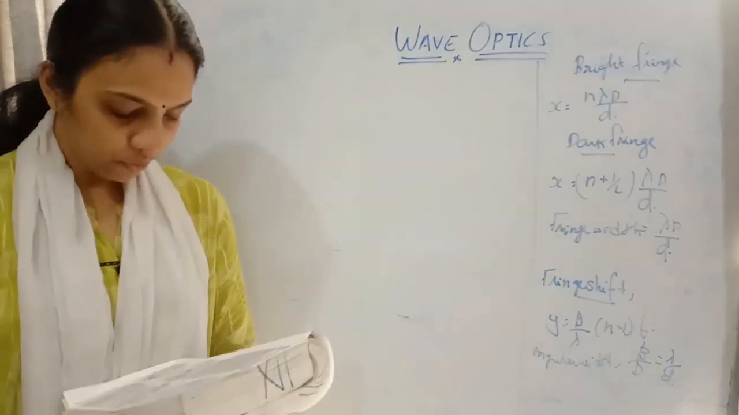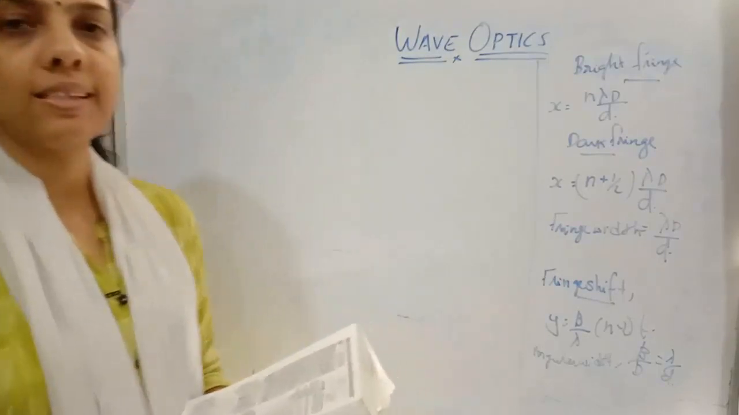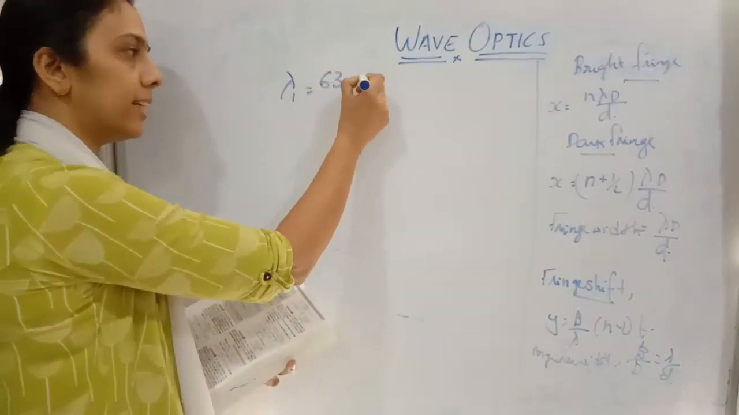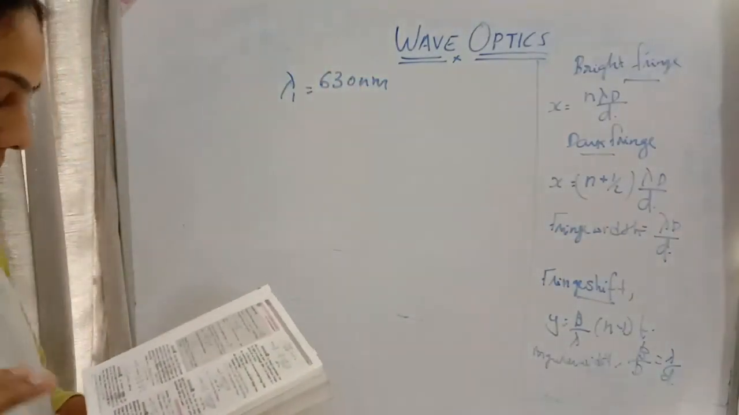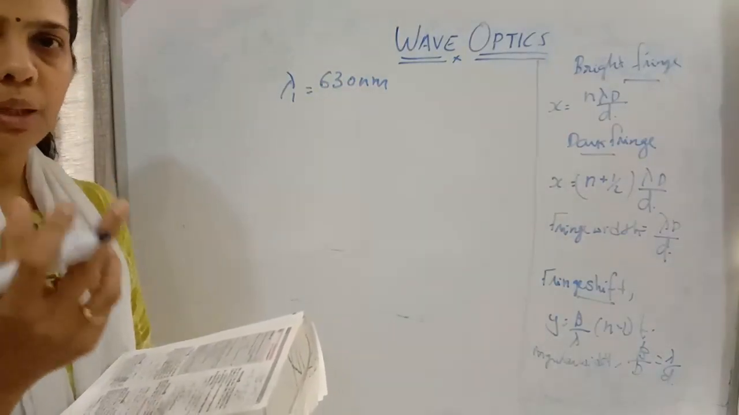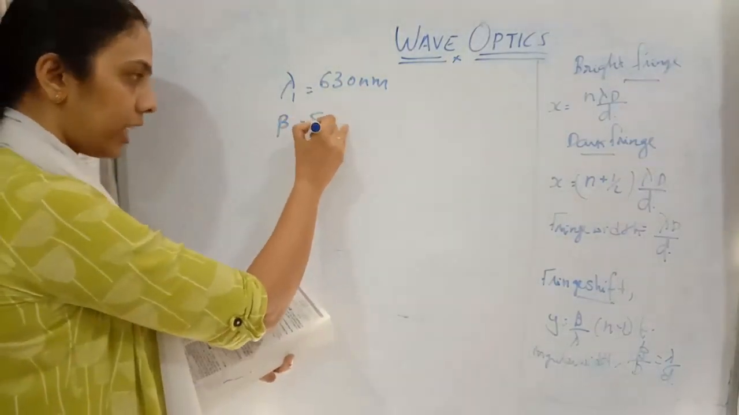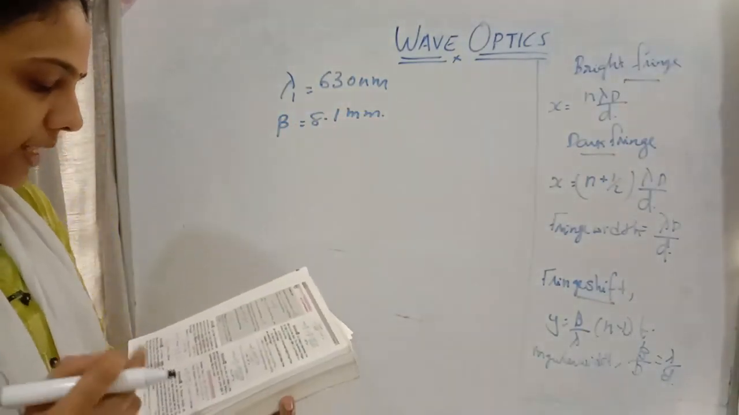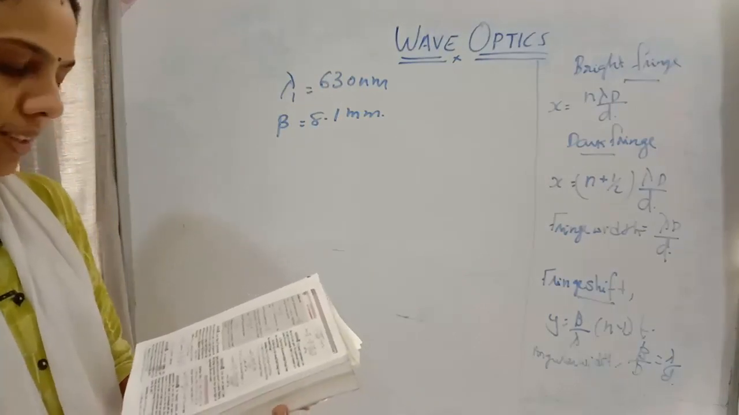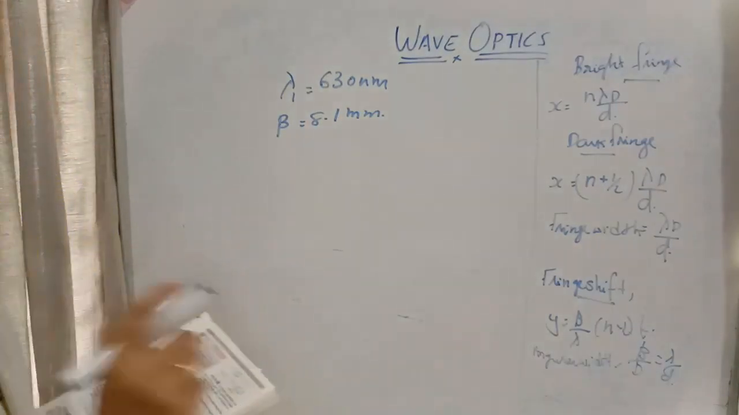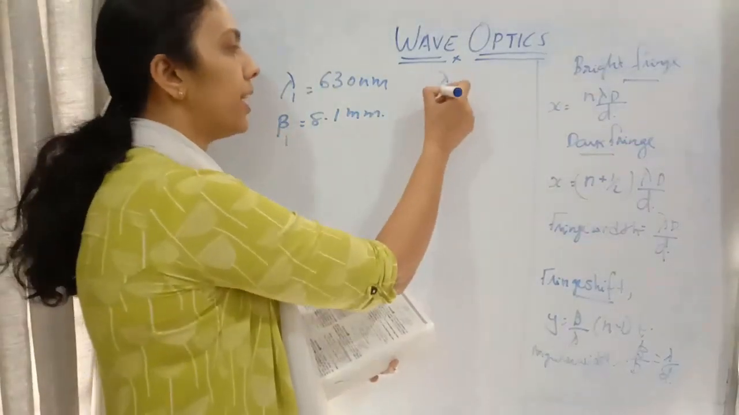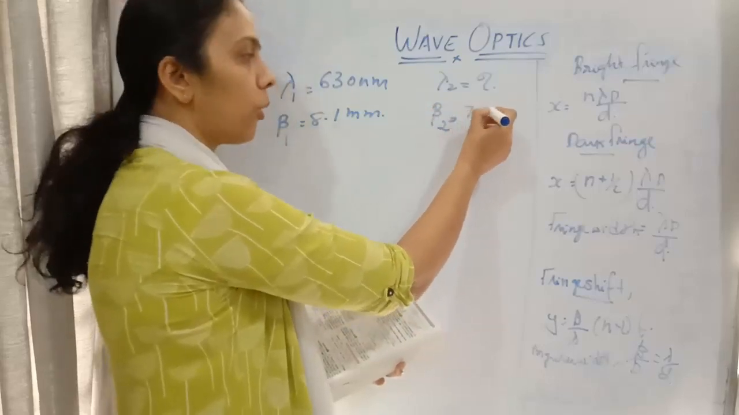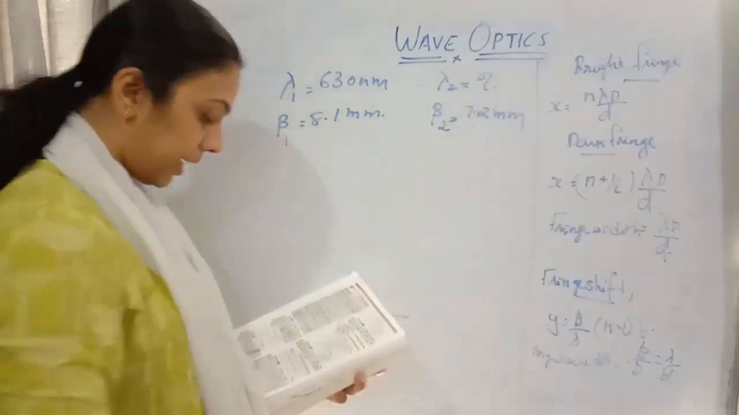So a laser light of wavelength 630 nanometer is incident on a pair of slits. The first wavelength is given as 630 nanometer, and the separation between the bright fringes, that is the fringe width, is 8.1 millimeter. Another light produces an interference pattern where bright fringes are separated by 7.2 millimeter. So for the next one, lambda 2 we need to find out, and beta 2 is given as 7.2 millimeter. Calculate the wavelength of the second light.